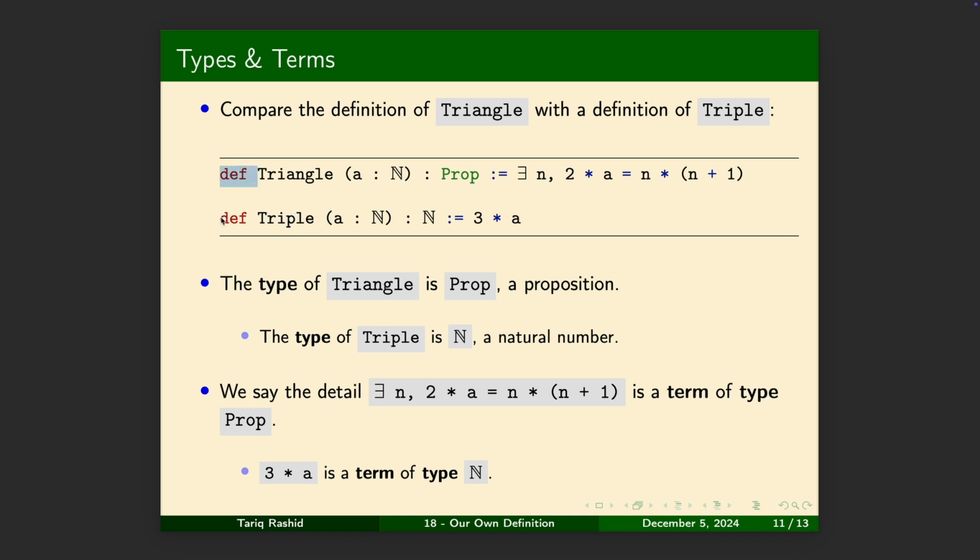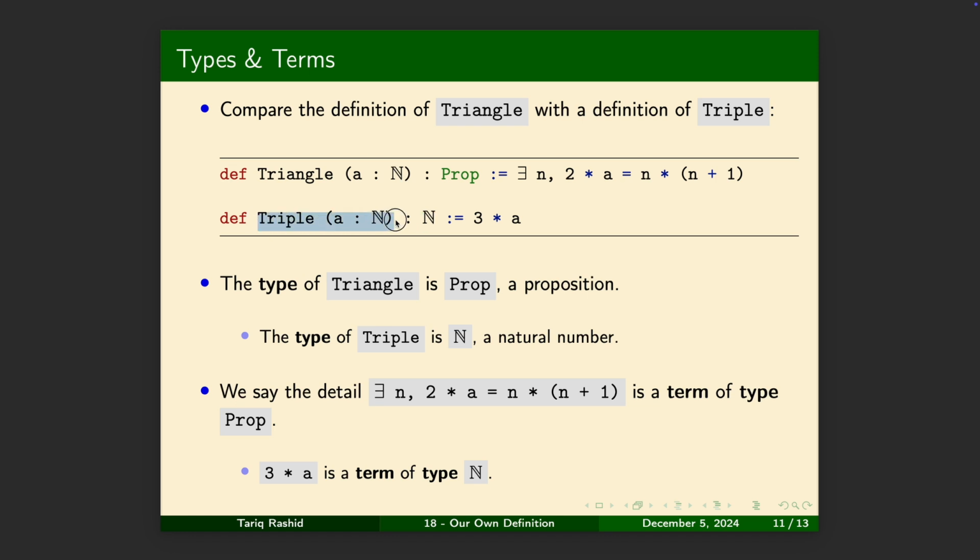You can see they both start with def and then the name, and then the variable types. So a is a natural number and a is a natural number here as well. In the triple, the type is the output type, I guess, is a natural number, and the detail is 3 times a. So if I say triple 3, I should get 9. So this is the type of the output. So the output of this is a natural number.